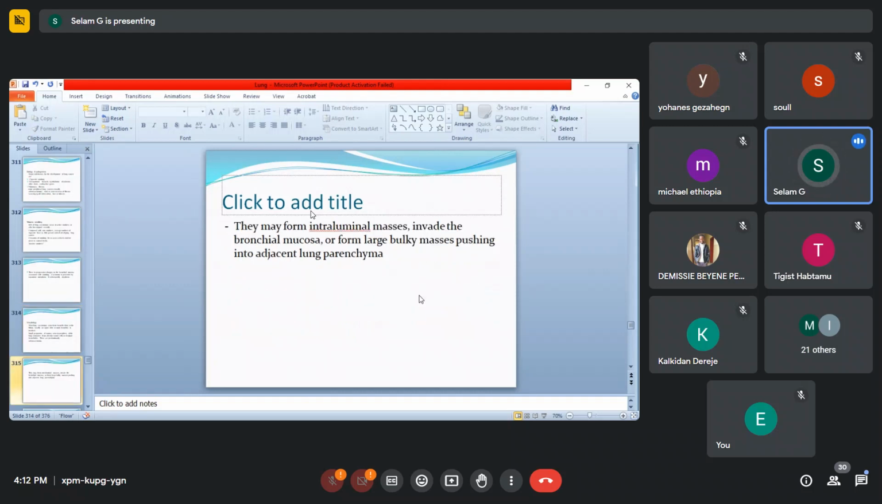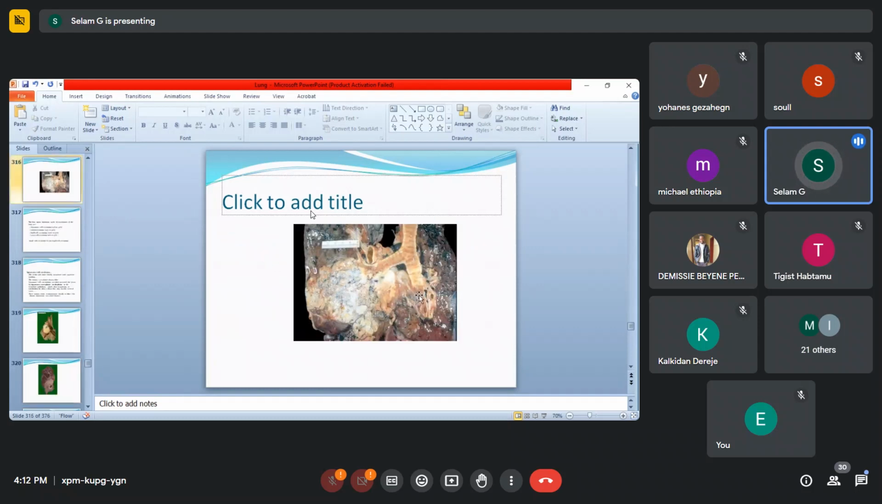carcinoma by default. They may form intraluminal masses, invade the bronchial mucosa, or form large bulky masses pushing into the adjacent lung parenchyma. So you see, this is a bronchial carcinoma infiltrating the adjacent lung; it has even reached the pleural surface of the lung.